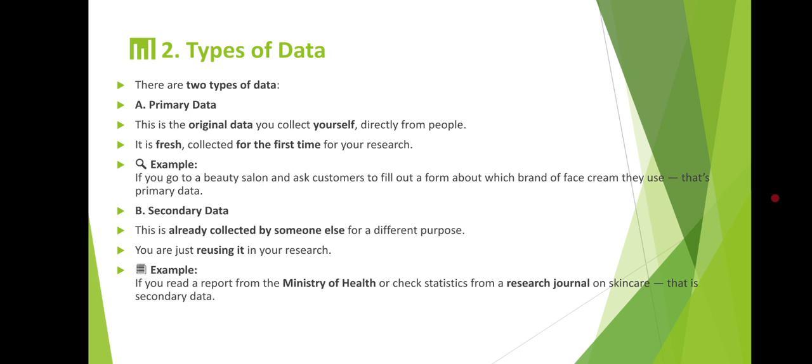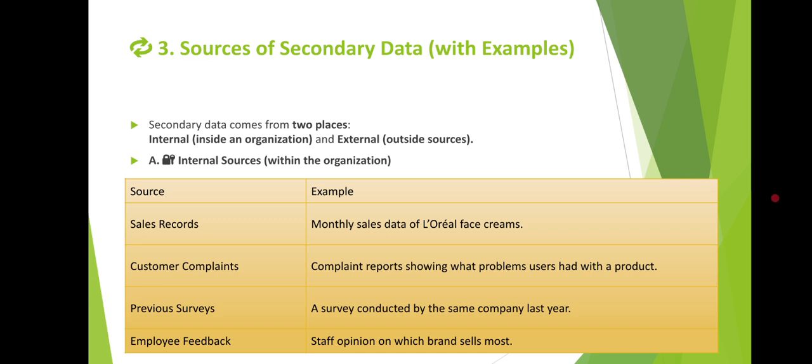Second, we have secondary data. This is already collected by someone else for a different purpose. You are just reusing it in your research. That is called secondary data. For example, if you read a report from the Ministry of Health or check statistics from a research journal on skincare, that is secondary data.